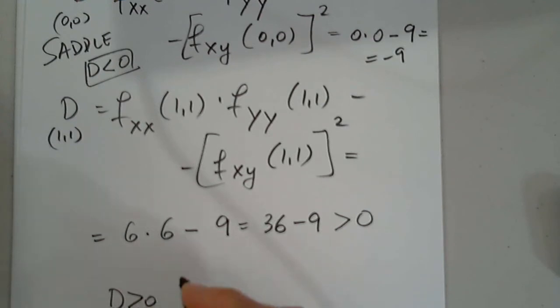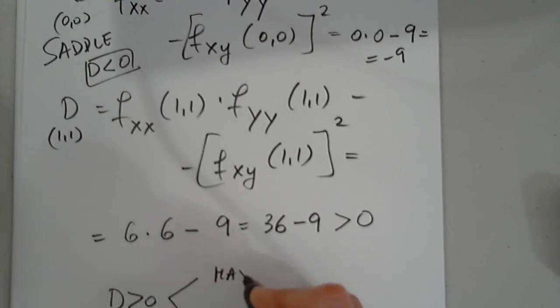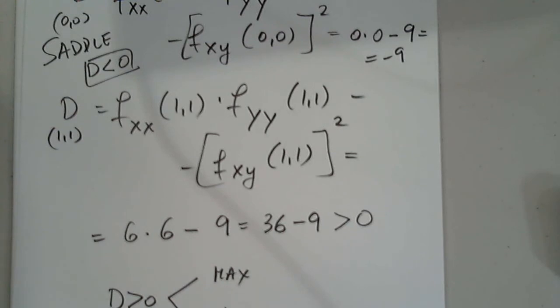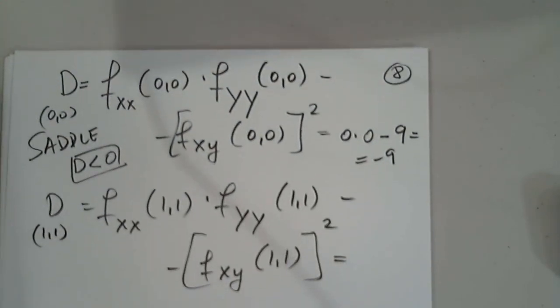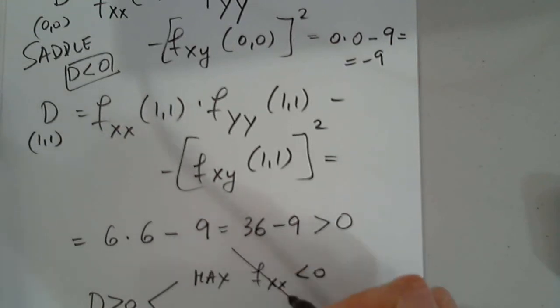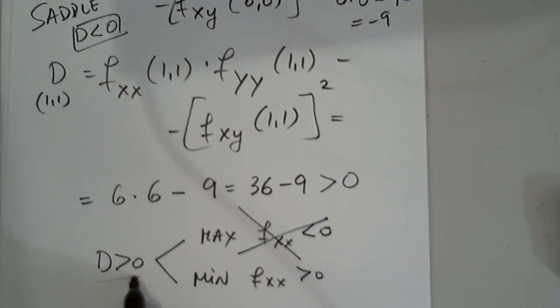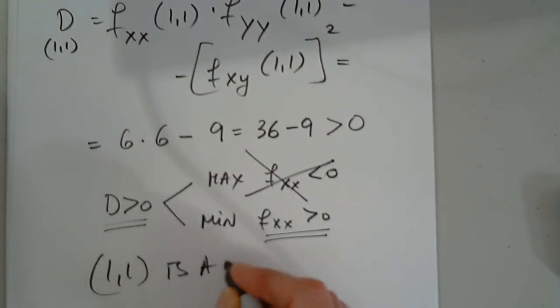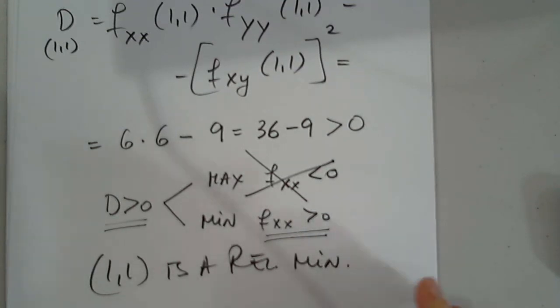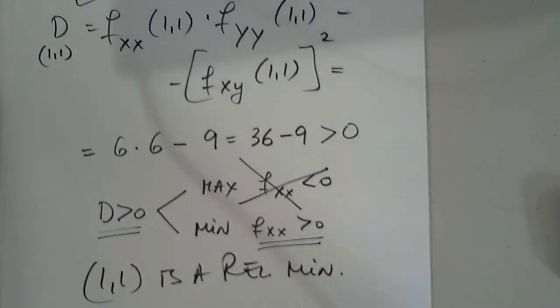So when D is a positive number, there are 2 possibilities, either a max or a min. But in which situation? I have to determine fxx. So the max will be when fxx is negative, and when fxx is positive, it is a minimum. But I have fxx is positive. So D is positive and fxx is positive. 1, 1 is a relative min. And that was it.